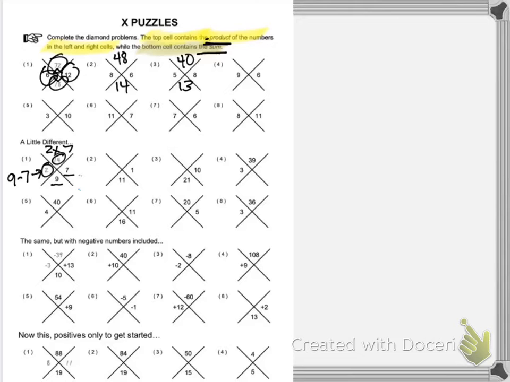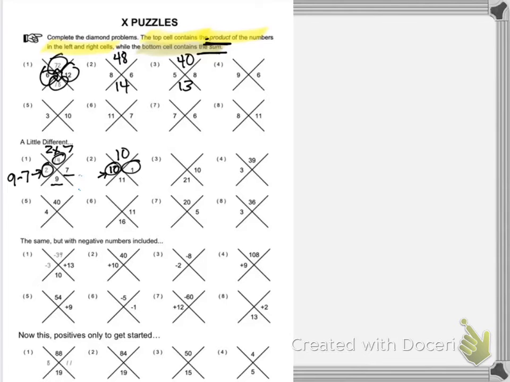For this cell, remember these two have to add up to 11. So something plus 1 equals 11. It's going to give us 10. And then we multiply these two numbers. 10 times 1 is 10.